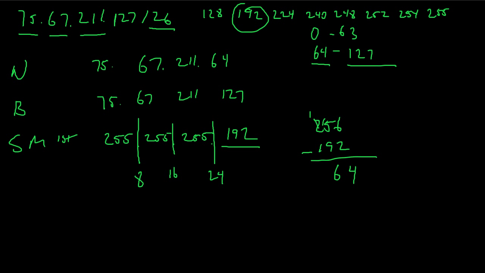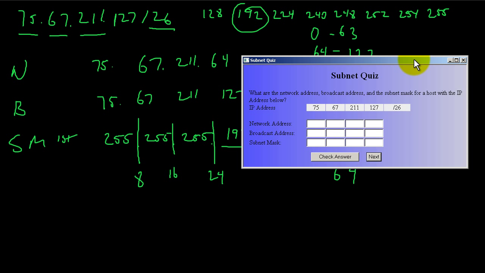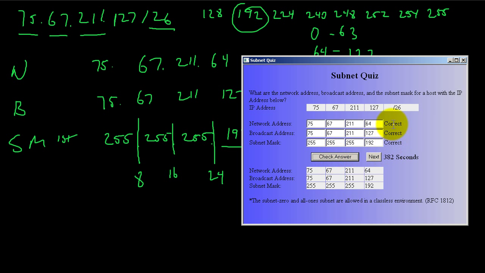Let's bring the subnet quiz over. We're going to enter in that information and see if the program says we're correct. So our network address is 75.67.211.64. Our broadcast address is 75.67.211.127, and our subnet mask is 255.255.255.192. Let's check our answer, see if it's correct, and we are correct.